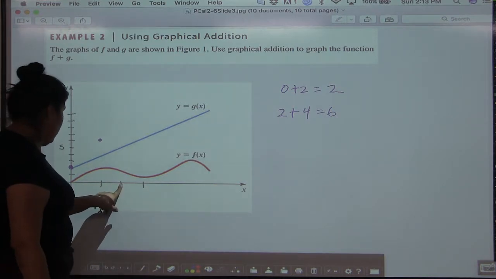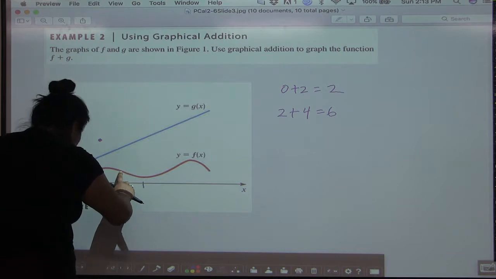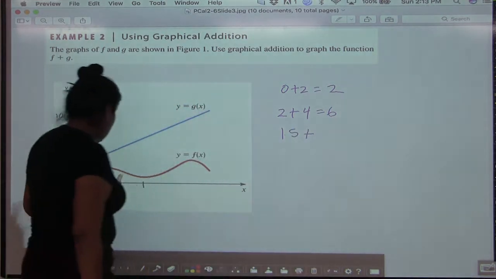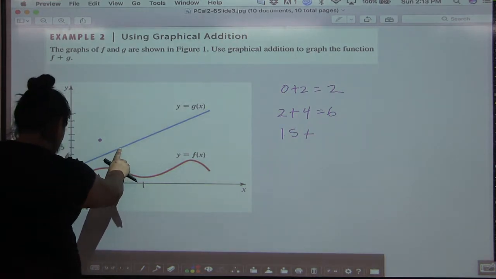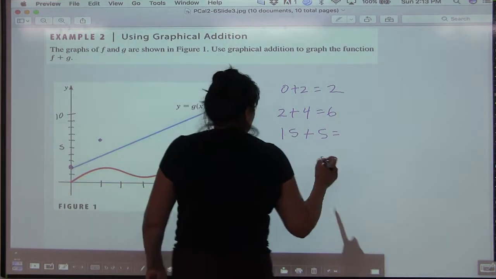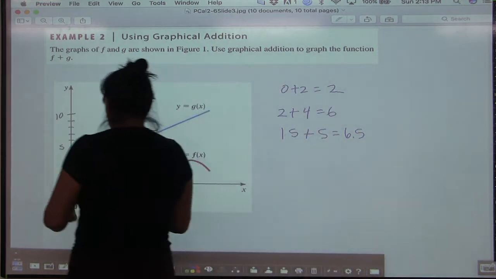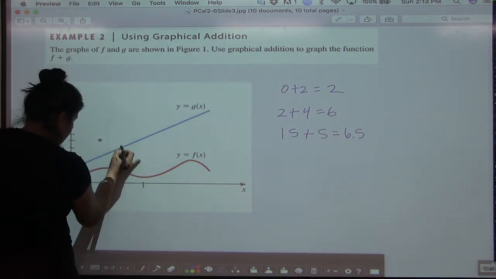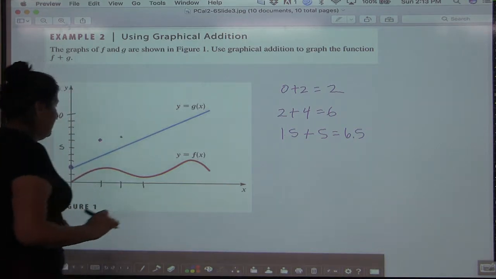And then I'm going to come over here and I'm going to guesstimate that this y value is, I don't know, 1.5. Roughly, okay? And so I'm going to take now the blue line and its y value is probably 5. So I'm getting 6.5. So then I'm going to plot the point. There's 5, there's 6.5 is probably right here. So a little bit higher than that one. All right, something like that.